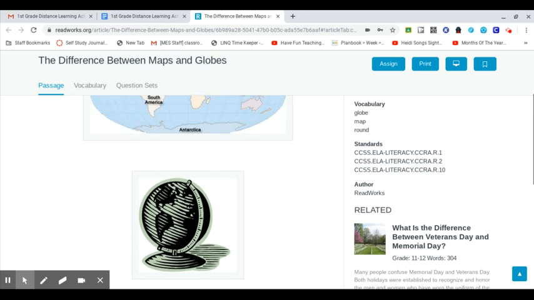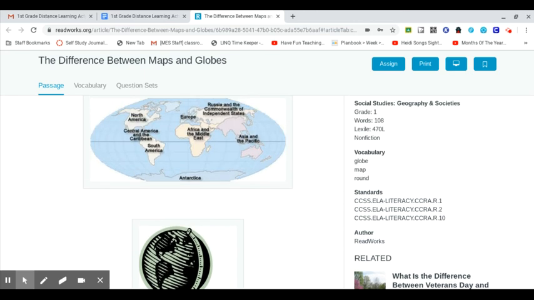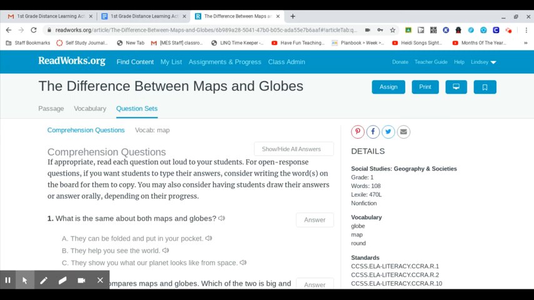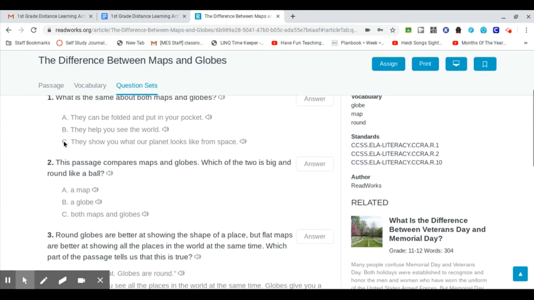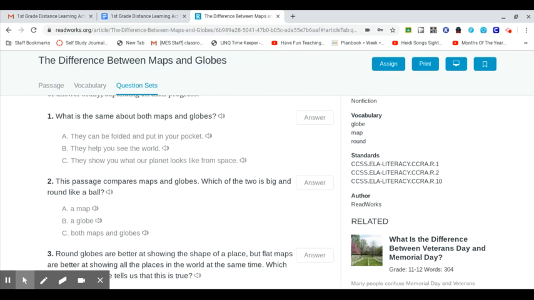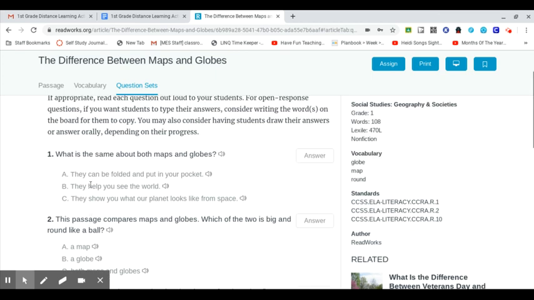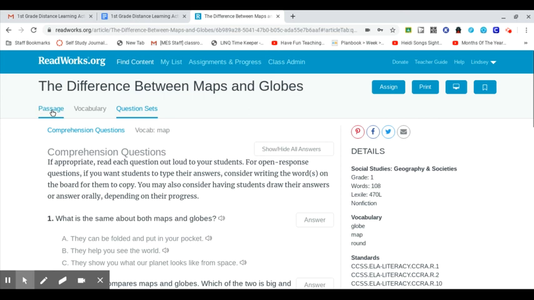So we are going to go ahead and look at our questions that go along with this passage. Number 1, what is the same about both maps and globes? Can they both be folded and put into your pocket? Can they both help you see the world? Or can they show you what our planet looks like from space? So let's go back to the story.